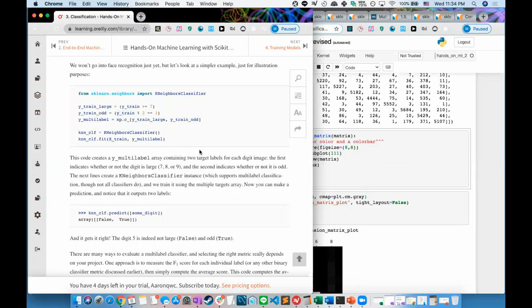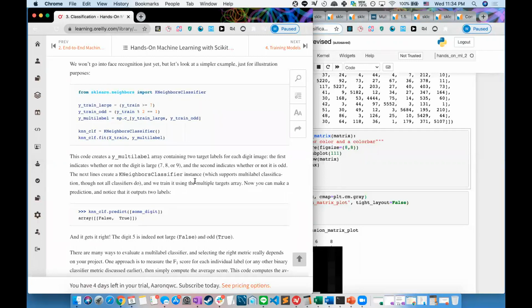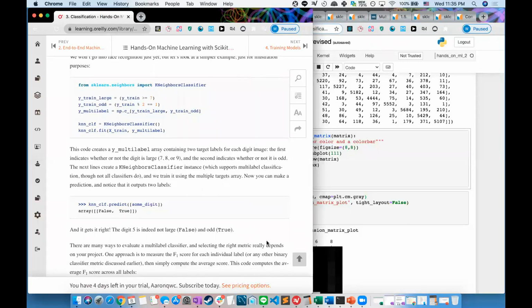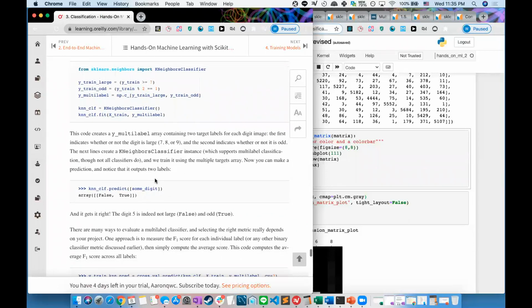Divided by 2 equals 1. And the next line creates a KNeighborsClassifier instance, and we train it using the multiple targets array. Now you can make a prediction. Notice that it outputs two labels. Cool.